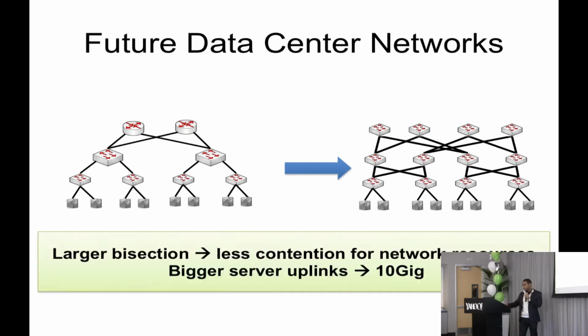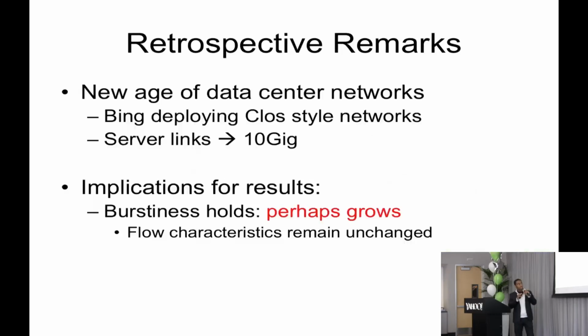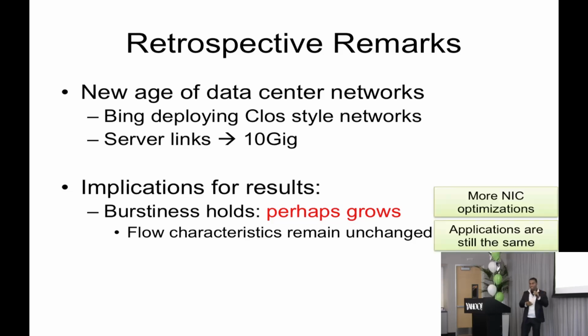In terms of implications for our results, the first result we talked about is that traffic's bursty. I'm going to argue this is only going to grow, because now that we've gone from 1 to 10 gigabit, we have to come up with a whole lot more optimizations to use the 10 gigabit capacity. In terms of flow characteristics, I think it's still going to be on and off. There might be some difference in the inter-arrival times and the periods, but it's still going to be on and off. That's because fundamentally we haven't changed the applications we're running. It's still either MapReduce to MapReduce or a person to a server, so it's still going to have the same kind of patterns.